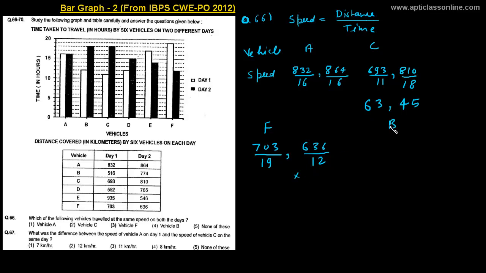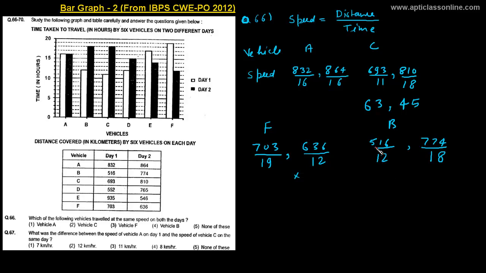So we can check the other option, which is B. For vehicle B, the first day it travels 516 in 12 hours, and on day 2 it travels 774 in the time of 18 hours.